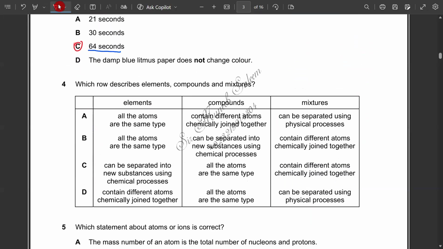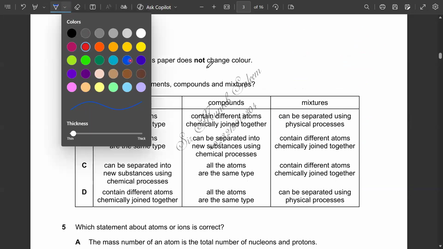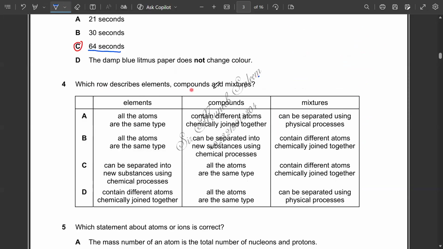Fourth MCQ. Which row describes elements, compounds, and mixtures? If we remember from the literature, an element is defined as atoms of the same type bonded with each other. That could be of just one atom or in the molecular form. The molecule will also contain atoms of just one element. So according to this, both option A and B are correct.